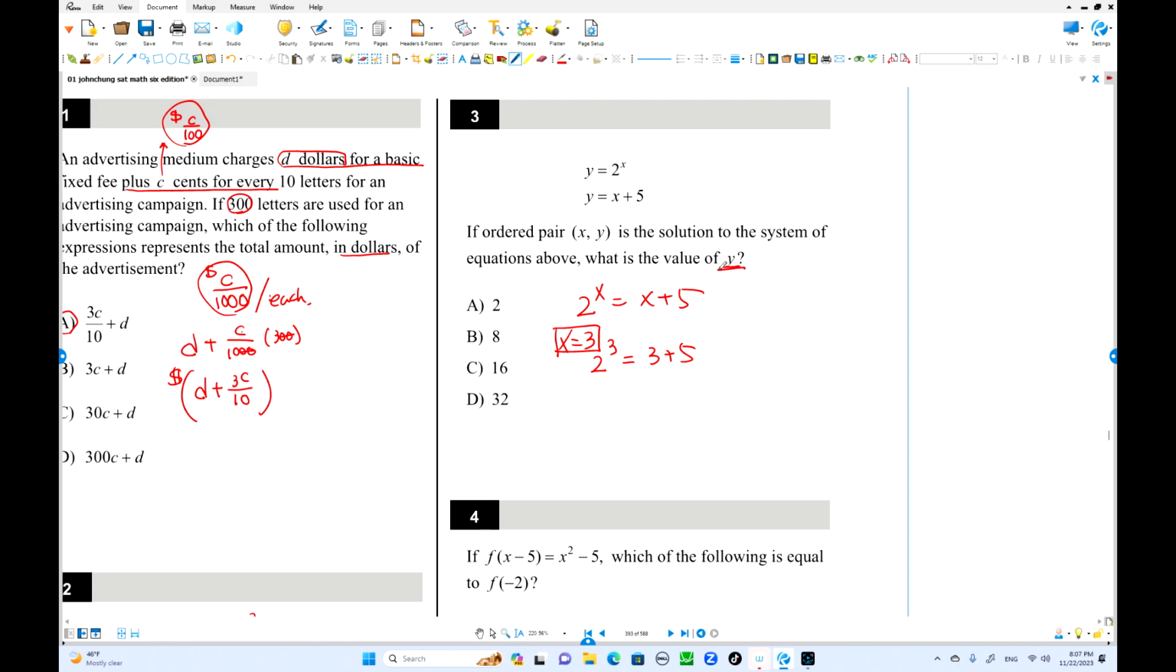But they're asking you to find the value of y, not the x value, okay? So 2 to 3, or 3 over here, or 3 over here. You can use either of these. So y equals 3 plus 5, which is 8. That is the answer, okay? This is a little bit tricky one.